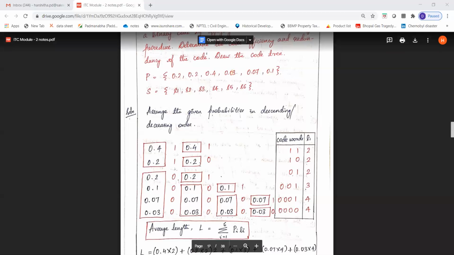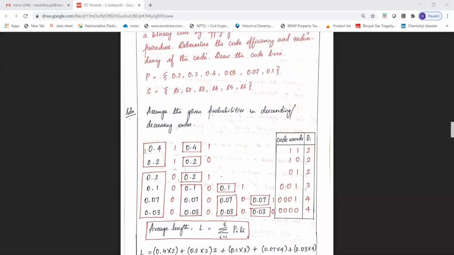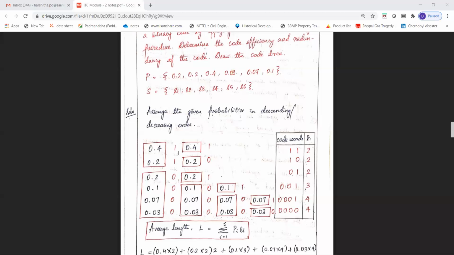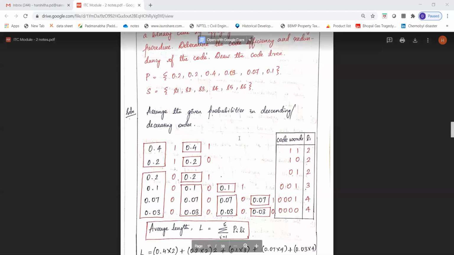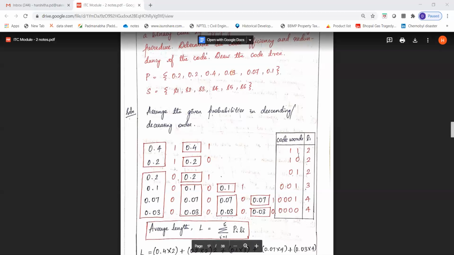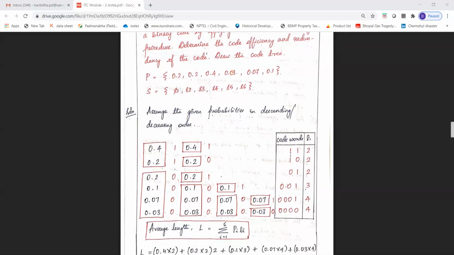So how will I write the code words for this? All of you please observe this first row. The bits that I've assigned are themselves the code word. In the first row you can find bits 1 and 1. So 1 1 is the code word for symbol 1 with probability 0.4, and the length is 2 because there are 2 bits in this code word.